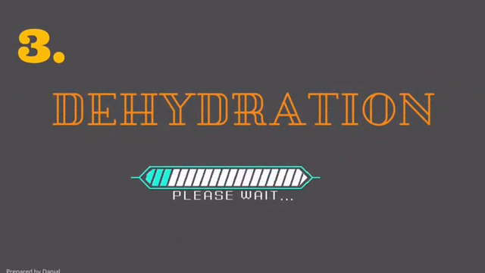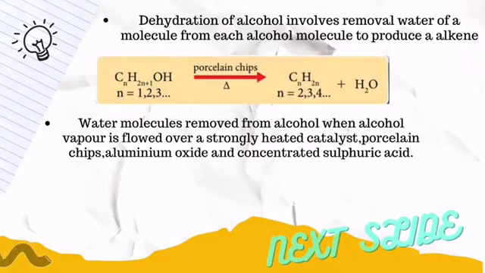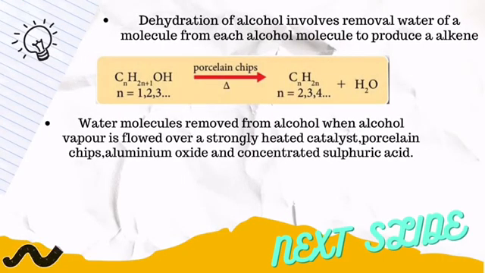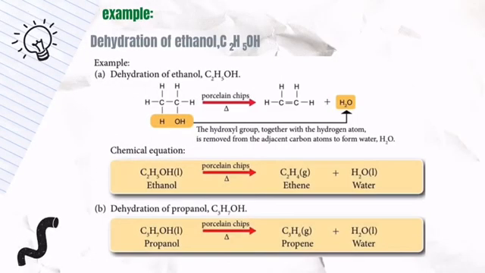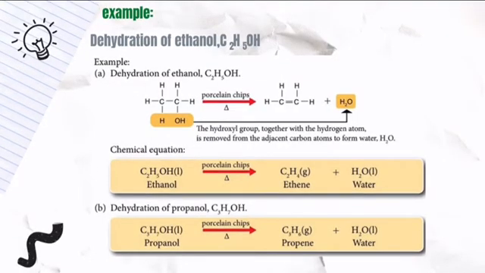For the last chemical property of alcohol, we have the dehydration process. Dehydration of alcohol involves removal of a water molecule from each alcohol molecule to produce alkene. This is the general equation for dehydration reaction of alcohol. Water molecules are removed from alcohol when alcohol vapor is flowed over strongly heated porcelain chips, aluminum oxide and concentrated sulfuric acid. For example, we have dehydration of ethanol. Ethanol dehydrates to form ethene and water.